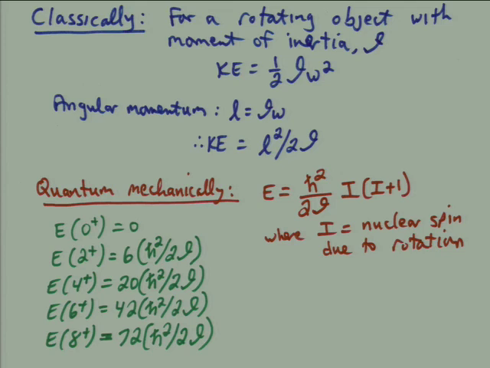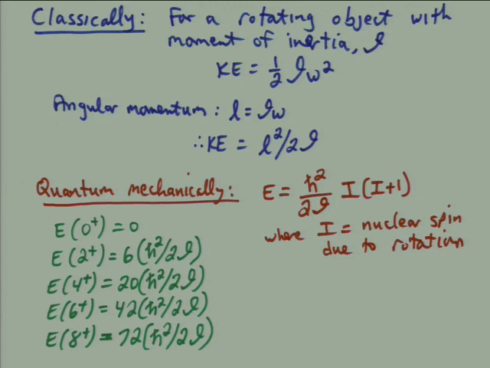So I is 1 in that case, and I plus 1 is 3. So 2 times 3 is 6. So I would predict then that the energy of this first 2 plus level is going to be 6 units of this, 6 times h bar squared over 2I.